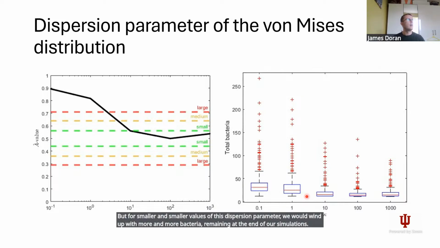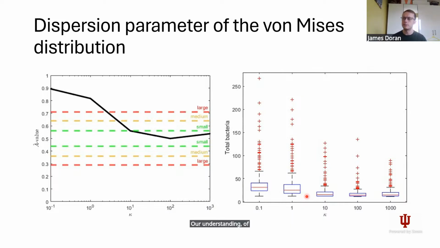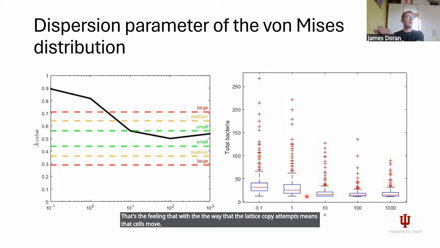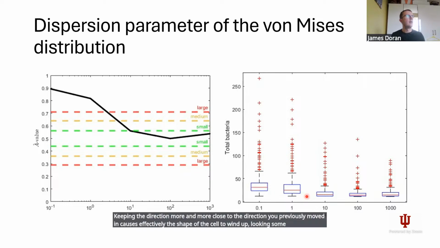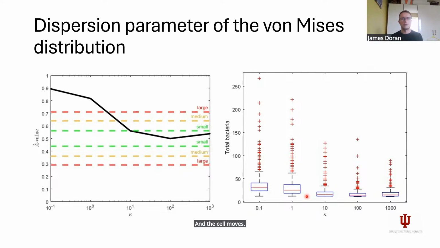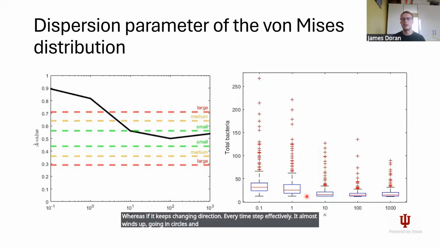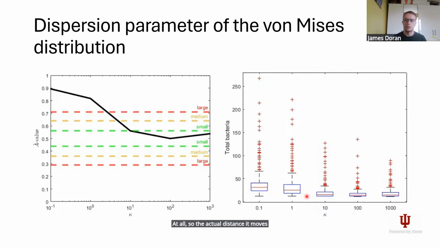Our understanding of why that may be occurring is the feeling that with the way that the lattice copy attempts mean that cells move, keeping the direction more and more close to the direction you previously moved in causes effectively the shape of the cell to wind up looking somewhat streamlined, and the cell moves more easily through the domain. Whereas if it keeps changing direction every time step, effectively it almost winds up going in circles and not really moving in any one direction at all.